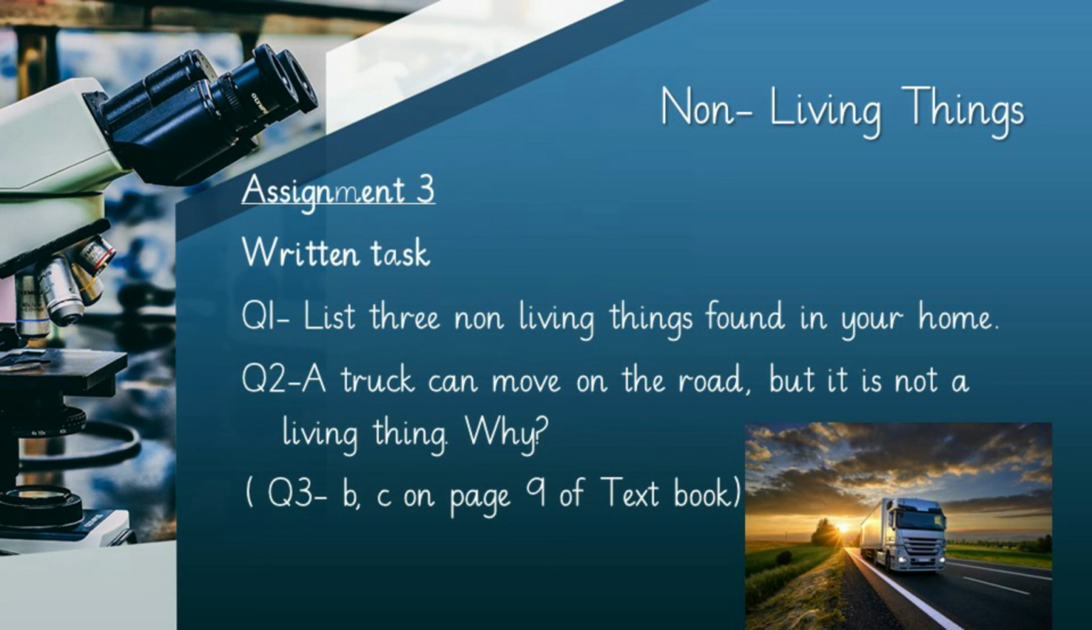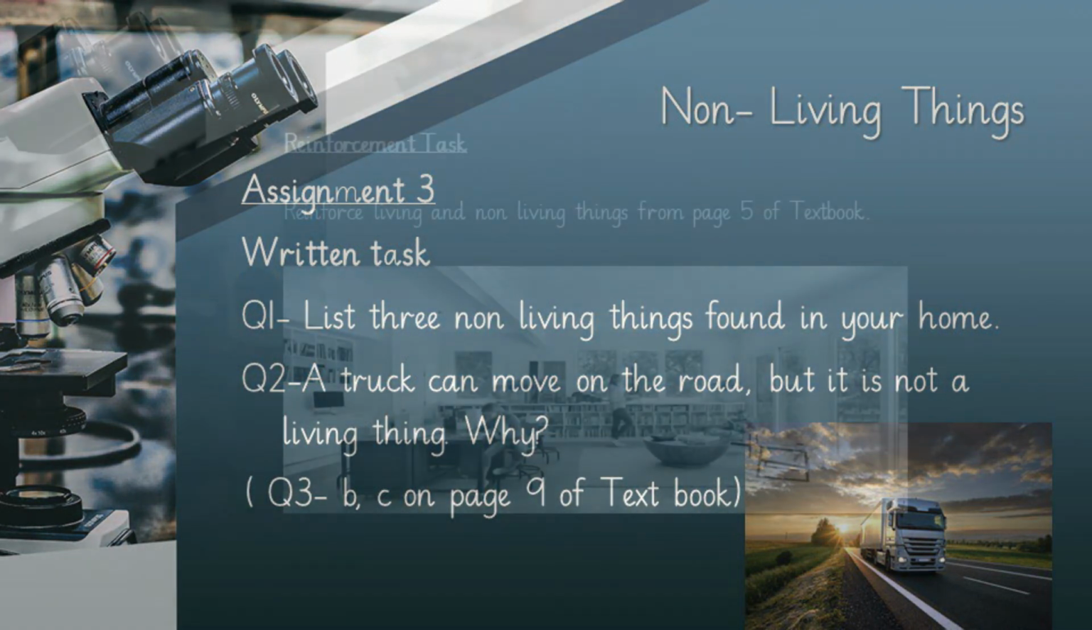Moving ahead towards assignment number 3, which is a written task. Question number 1. List 3 non-living things found in your home. And question number 2. A truck can move on the road, but it is not a living thing. Why? Both of these questions are taken from page number 9 of the textbook, which are given in question number 3 part B and C.